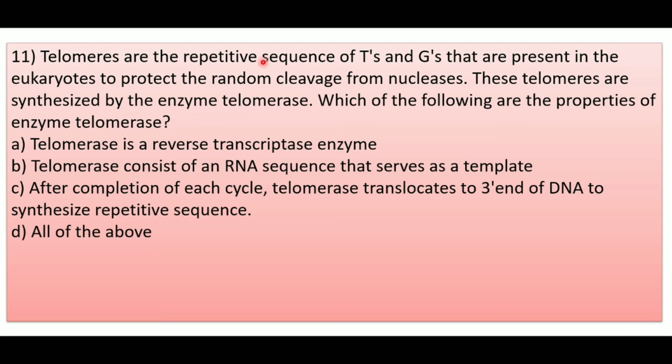Telomeres are repetitive sequences of T and G present in eukaryotes to protect against random cleavage by nucleases. These telomeres are synthesized by the enzyme telomerase. Which of the following are properties of the enzyme telomerase? A. Telomerase is a reverse transcriptase enzyme. B. Telomerase consists of an RNA sequence that serves as a template. C. After completion of each cycle, telomerase translocates to the 3' end of DNA to synthesize the repetitive sequence. D. All of the above. So the right answer is D, all of the above.